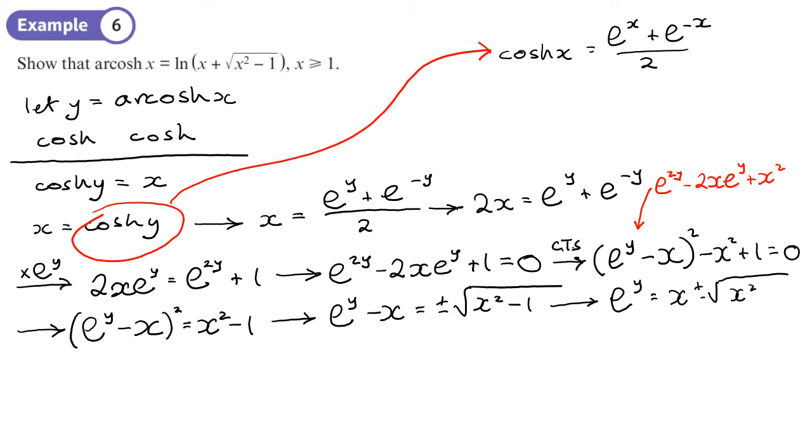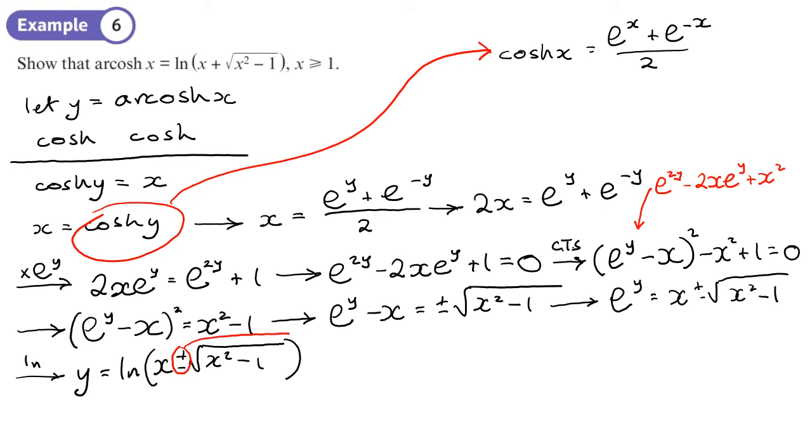Do the log of both sides. So we'll end up with y equals the natural log of x plus or minus the square root of x squared minus 1. Now, just like before, we need to make a choice between this positive and negative, because you'll see in the question, actually it's only the positive square root. So can we work out why?